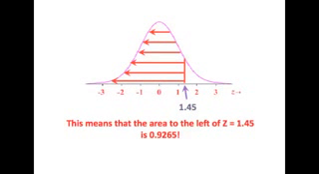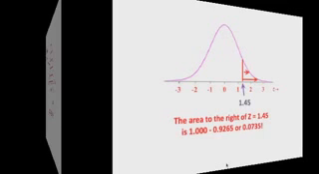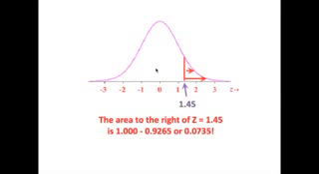That is awesome. We will also make one very clever little adjustment here. Since 0.9265 is in fact 92.65%, we will begin to refer to these areas as percents. 92.65% of the data lies to the left of a z-score of 1.45. Of course, we have 100% of the data under the curve. We now know that 92.65% of the data lie to the left of a z-score of 1.45.